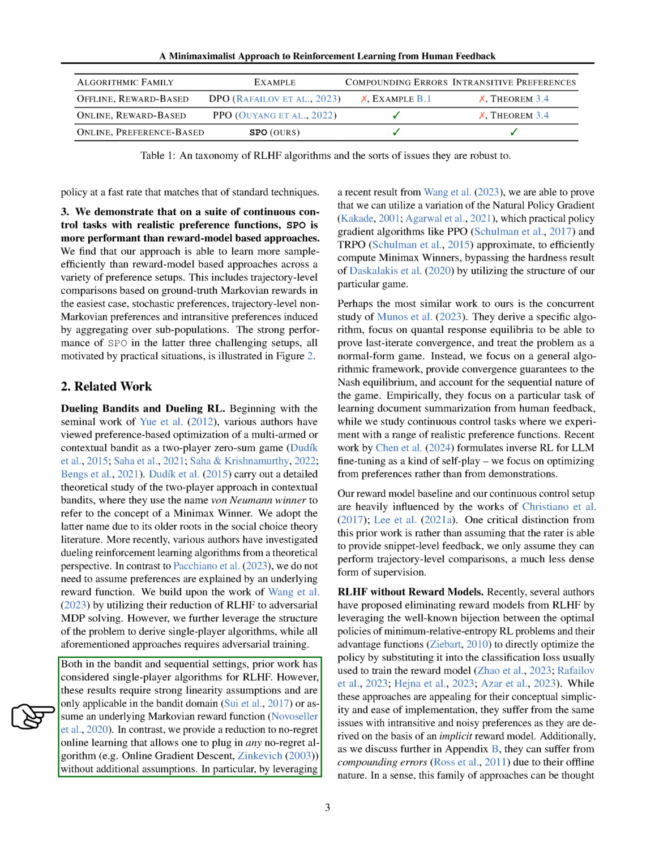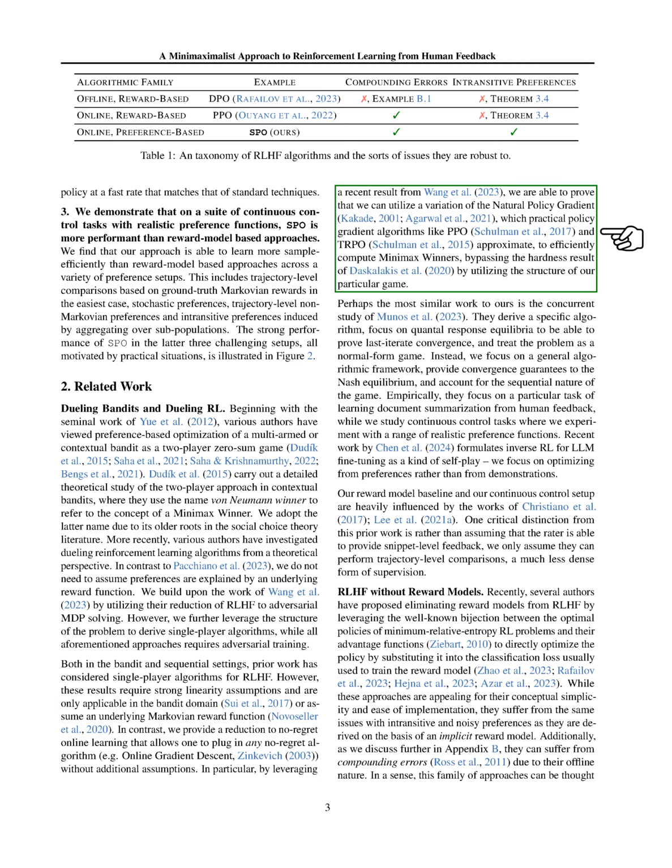However, these results require strong linearity assumptions and are only applicable in the bandit domain or assume an underlying Markovian reward function. In contrast, we provide a method to reduce to no-regret online learning that allows one to use any no-regret algorithm, like online gradient descent, without additional assumptions. Specifically, by using a recent result, we prove that we can use a variation of the natural policy gradient, which practical policy gradient algorithms like PPO and TRPO approximate, to efficiently compute minimax winners.